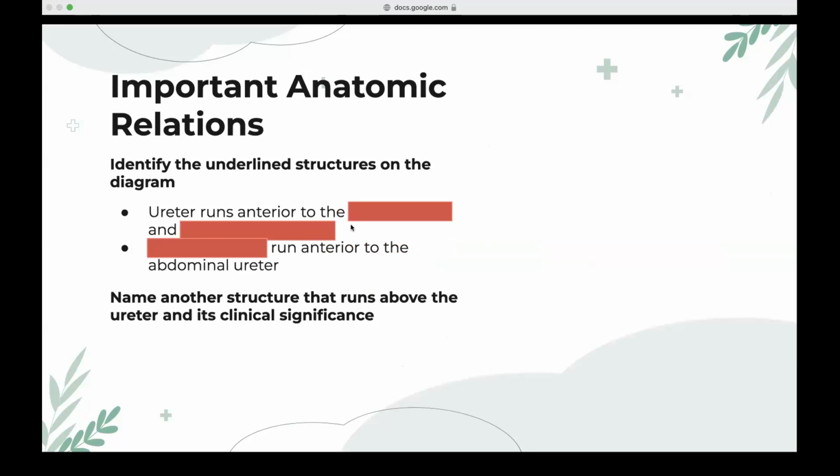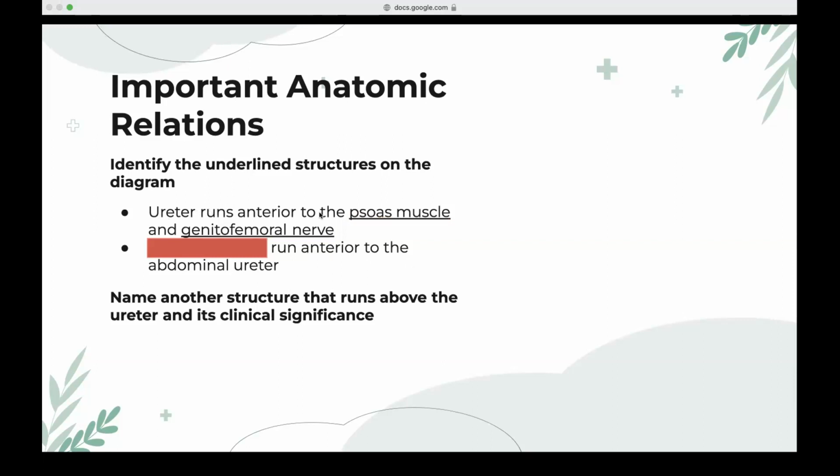Okay, so now the important anatomic relations of the ureter. First, let's fill in the blanks, then we'll answer this. The ureter runs anterior to what? We mentioned one of them, but there's another thing that we didn't mention. So the ureter, what's posterior to it? There are two things that are posterior to it that you need to know. Genitofemoral nerve. Yes, and the other one? Psoas major. Exactly.